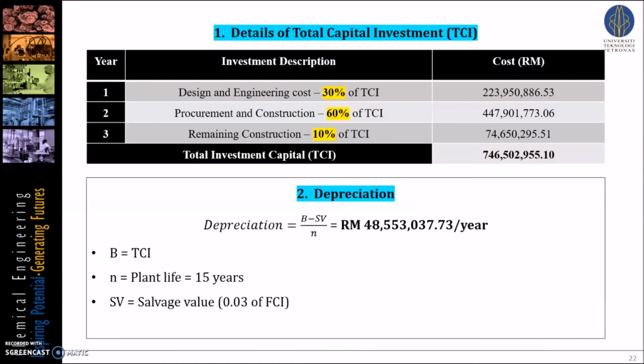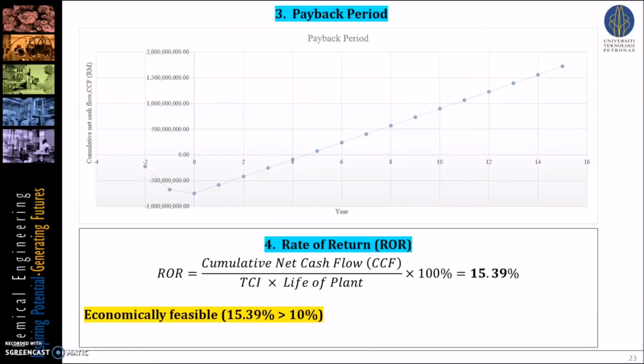For the details of the total capital investment, 30% of it is invested in design and engineering in the first year, while 60% of it is invested in procurement and construction in the second year, and the remaining 10% is invested in the remaining construction in the third year. The breakdown of the values is shown in the table. Next, the depreciation value is calculated using the equation as shown, and it is determined to be 48 million ringgit per year.